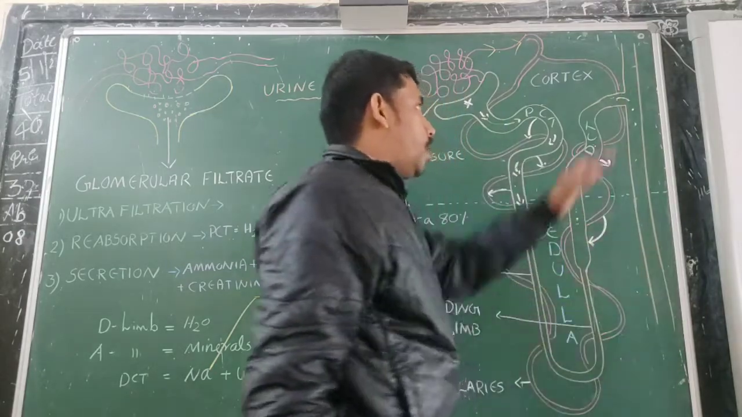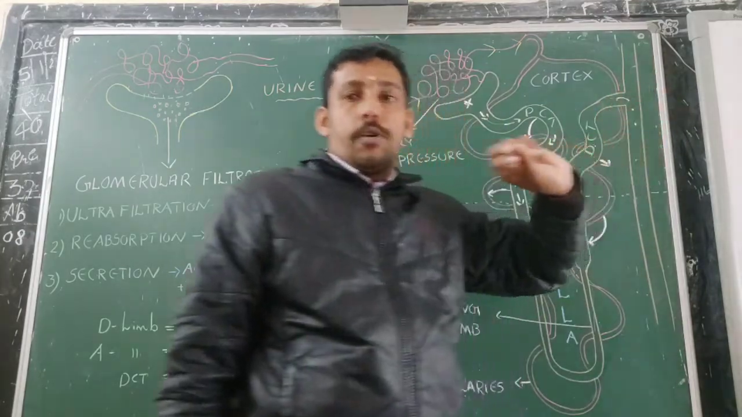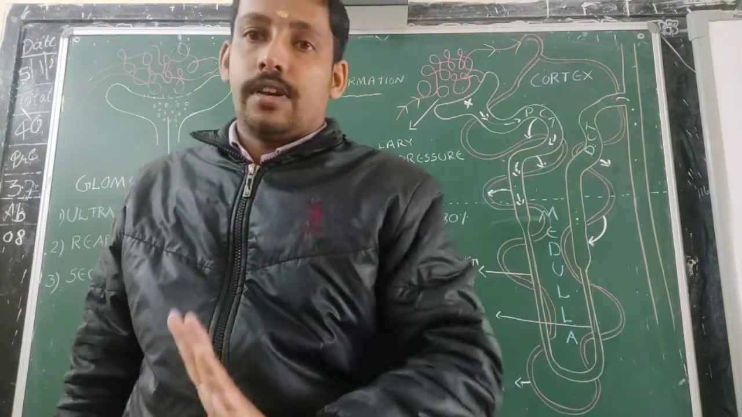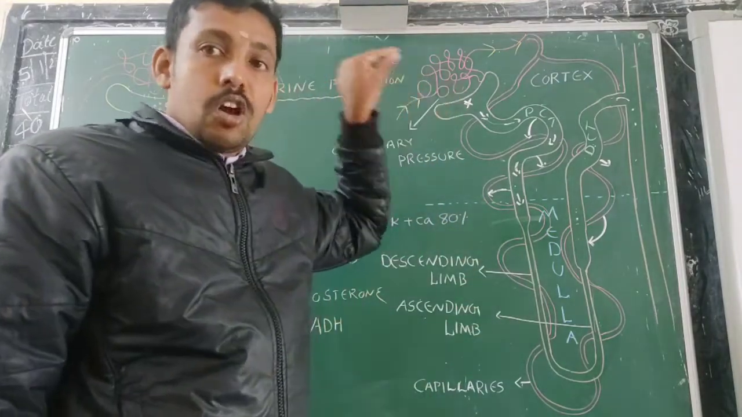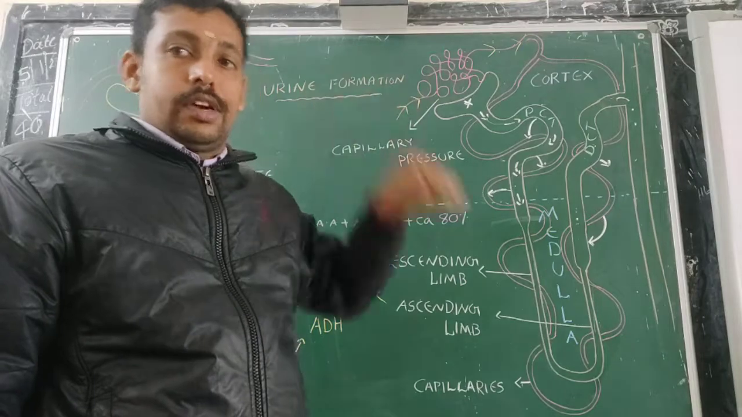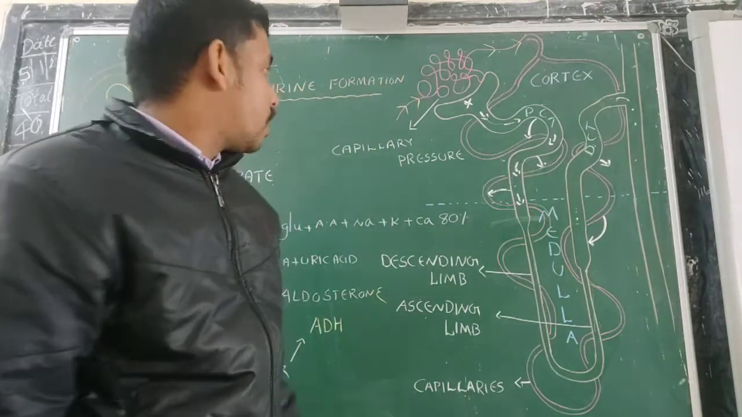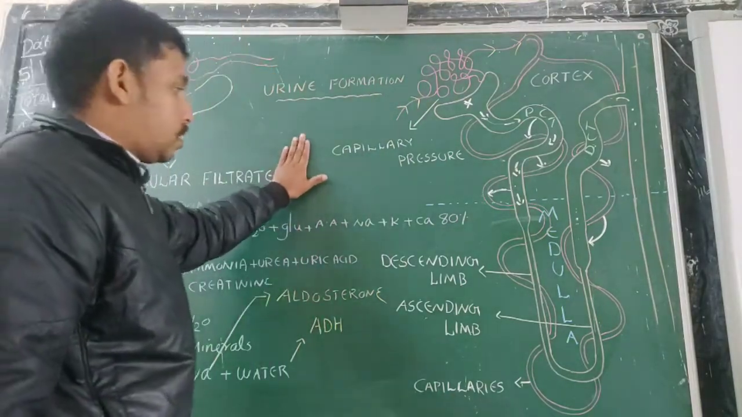When it is in this area, the glomerular filtrate is known as what? Urine. But here in this area it is not urine because most of the essential materials are still there. Understand? So that's all about this section.